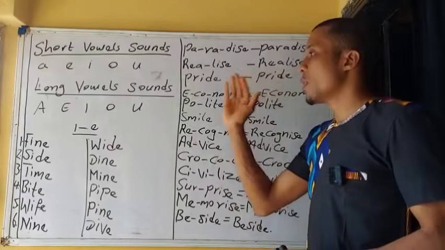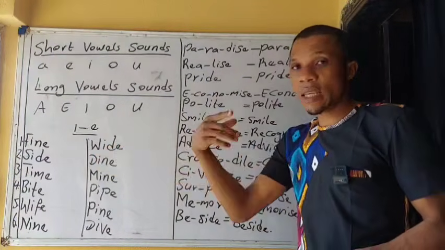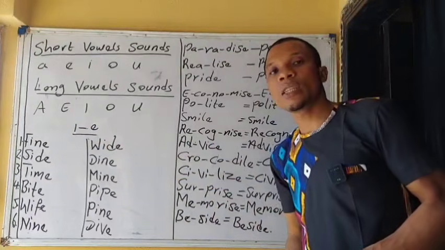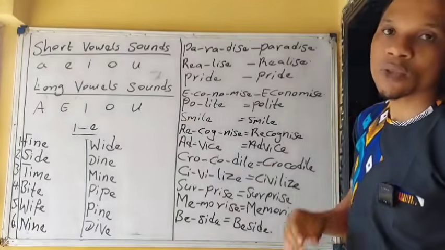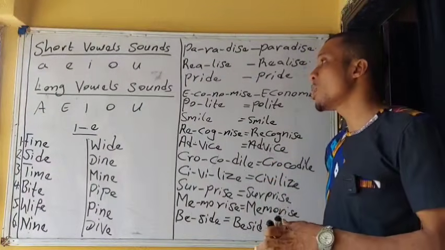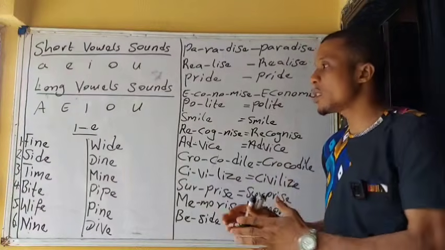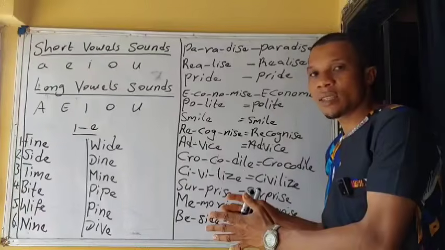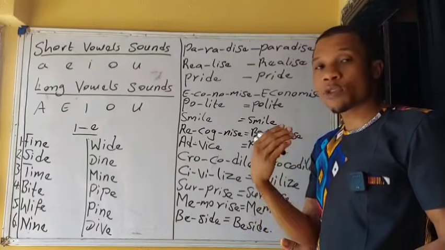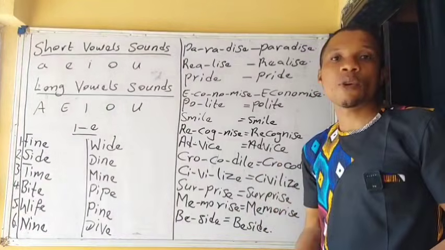So get yourself familiar with this and know why this letter is saying its sound, because letter E is the one changing that letter I to say its sound. Is that clear? So as a beginner, I've always advised you to have your notes available. Don't just watch without practicing.